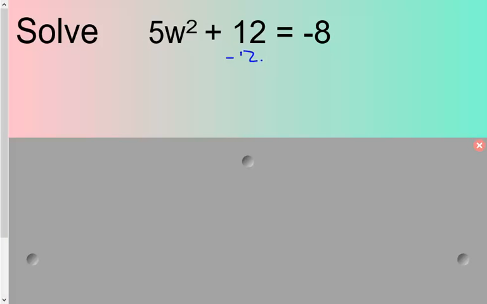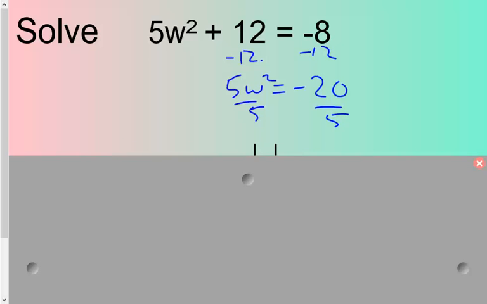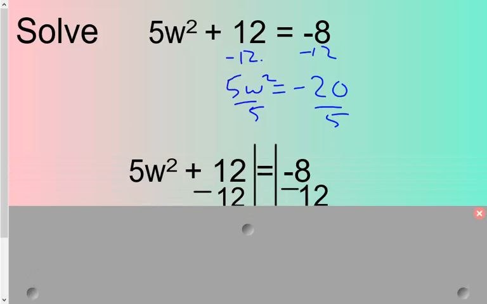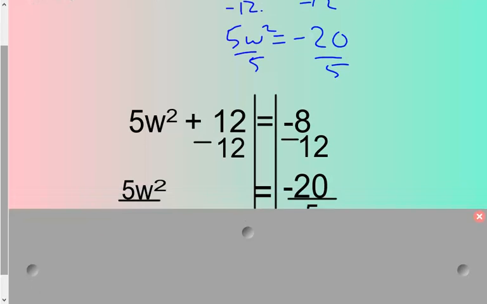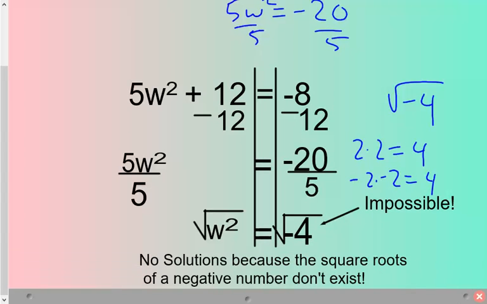Let's see, let's subtract 12, 5w squared equals negative 20, divide by 5, and I have, oh, I guess I was doing it down there too. So I'll just go here. So that leaves me with negative 4. All right, now this one's impossible. You'll notice I have a little impossible down here. The square root of negative 4. 2 times 2 equals 4. Negative 2 times negative 2 equals 4. There's no way for you to multiply a number by itself and get negative. So sometimes there is what we call no solution, and that's totally okay.